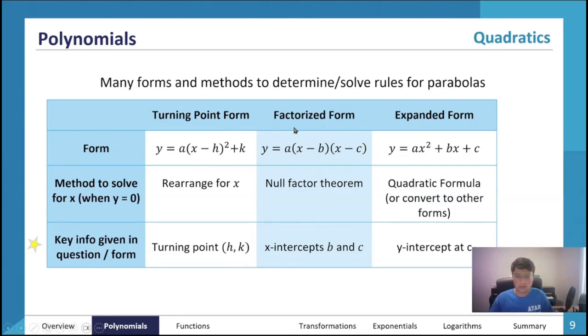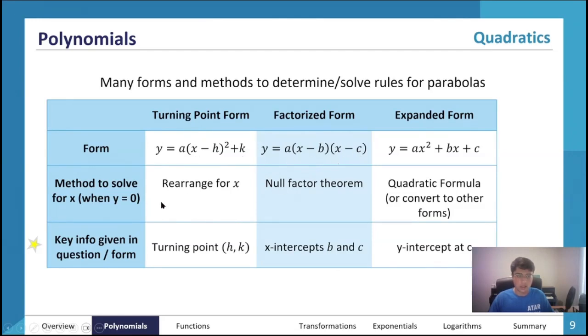Factorized form looks a bit like this. The face value information that it gives us is the x-intercepts, b and c. And then expanded form gives us the y-intercept, which is the value c. We'll look a little bit more into this key info that it gives us at face value in the next slide.